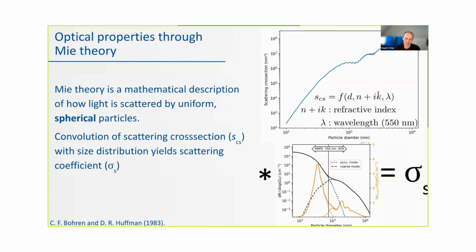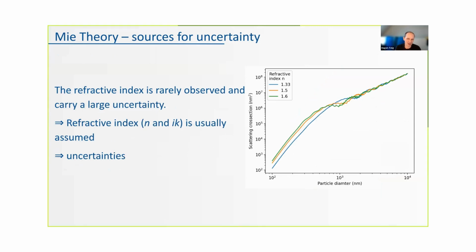And this is a measurement that is not particularly often done. And also, if it is done, then it's pretty uncertain. Here on the right, I'm just showing how the Mie curve is affected by the real part of the refractive index. You might notice that the smaller diameters are more affected than the larger ones, where those three graphs are collapsing almost.